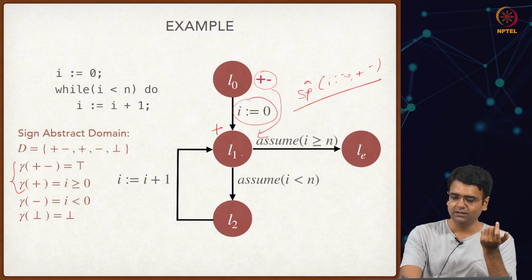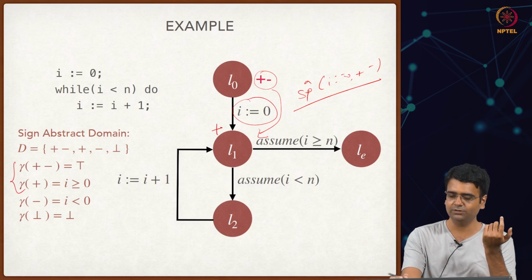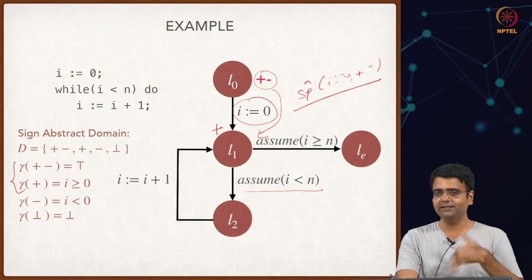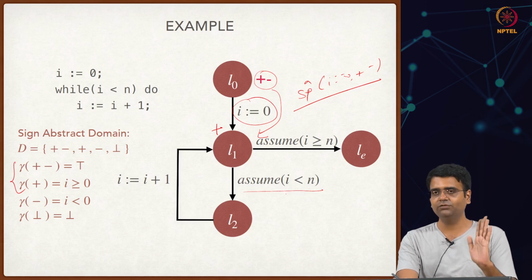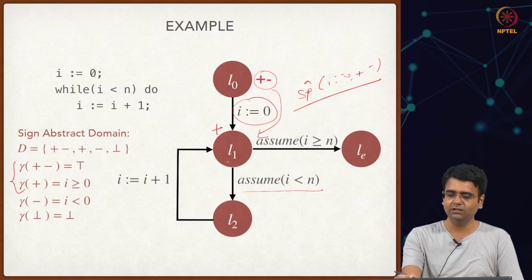Next I propagate from L1 to L2. Remember that at L1, the value of I is plus, which means it's greater than or equal to 0. If I execute this assume I is less than n, remember assume only filters out program states. It only allows a subset of the program states which are at the location L1 to reach L2. But since every program state at location L1 has I positive, I will continue to remain positive at the location L2. So at location L2 as well, the abstract inductive assertion map will be plus.